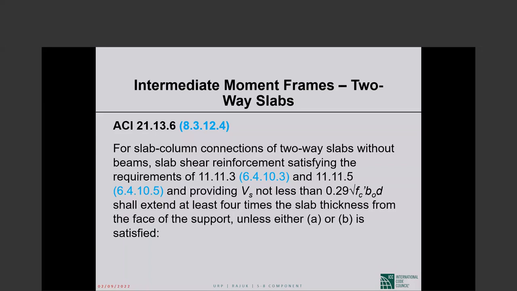Slab shear reinforcement satisfying the requirements of section such and such and providing V sub s not less than, in our units, 3.5 square root of f sub c prime b sub 0 d shall extend at least 4 times the slab thickness. Okay, the details aside, the origin, let me tell you, I don't know if time is a problem yet, but anyway, this is extremely important, and let me tell you what this is.